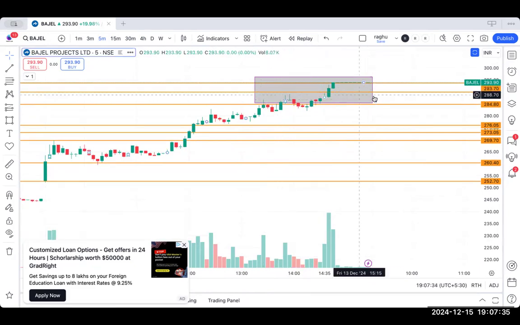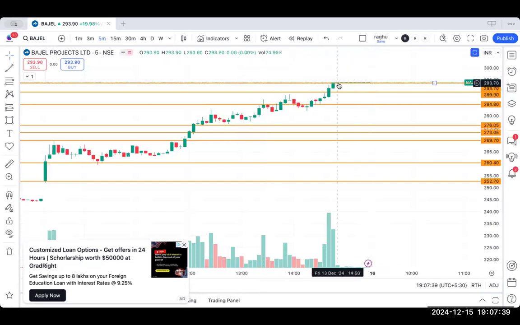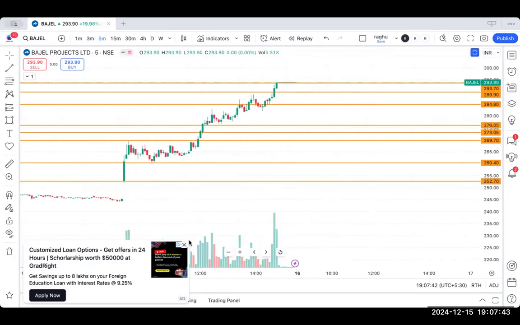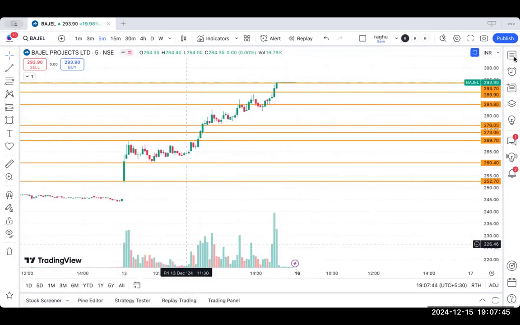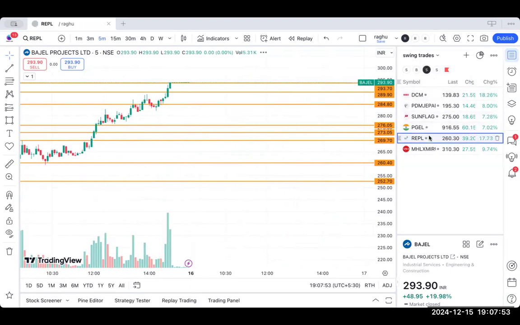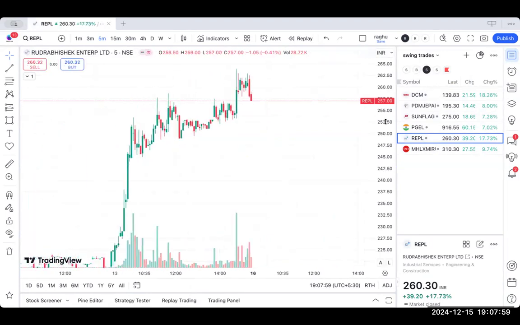Till the time you don't know how to mark levels, you can't see exactly on that point we got the target. Now let me check another stock. Just for later, I'll give you the technical mechanism. Okay, let's check REPL. Okay, REPL also gave amazing momentum.